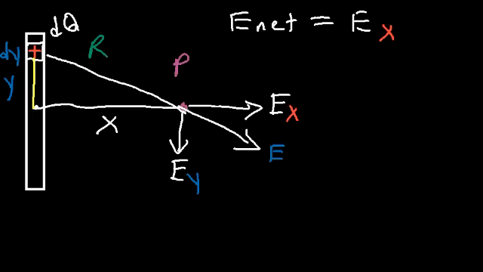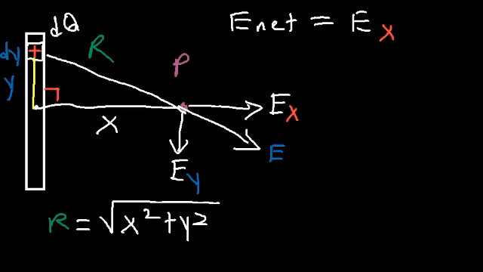R represents the distance between this small segment of charge and point P. So based on the Pythagorean theorem, we know that a squared plus b squared equals c squared. R squared is equal to x squared plus y squared. Therefore, R is equal to the square root of x squared plus y squared.